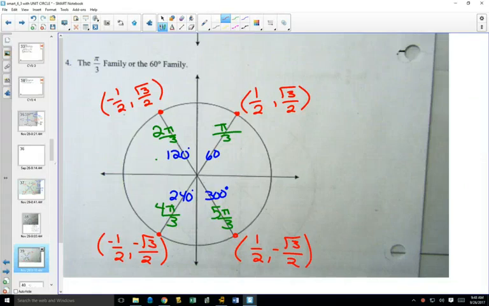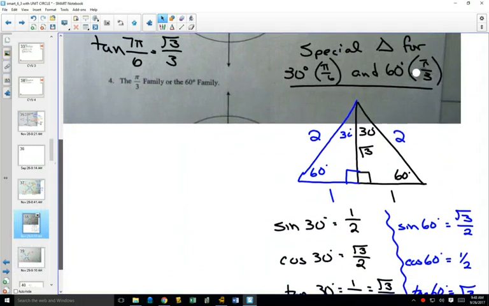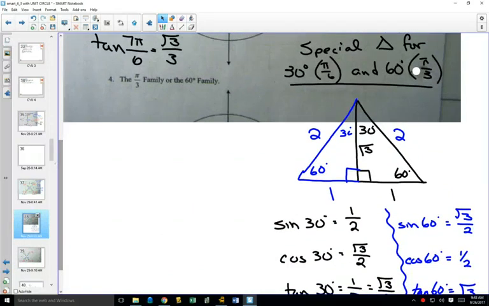Yes. I got the 1/2 and the root 3 over 2 back from my special triangle. So there's my special triangle. And remember that your x-coordinate is cos. So for 60 degrees, I went cos of 60 degrees is 1/2. And sine of 60 degrees is root 3 over 2. That's going to be my y-coordinate.